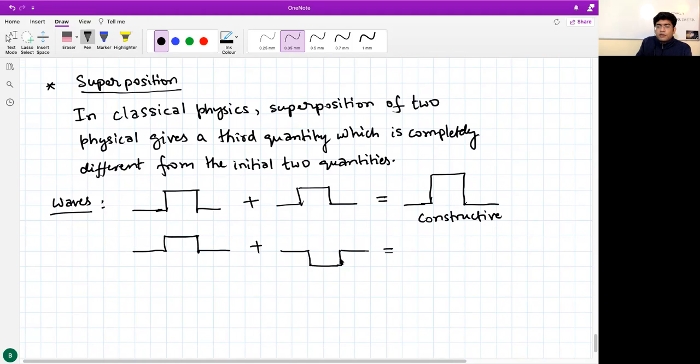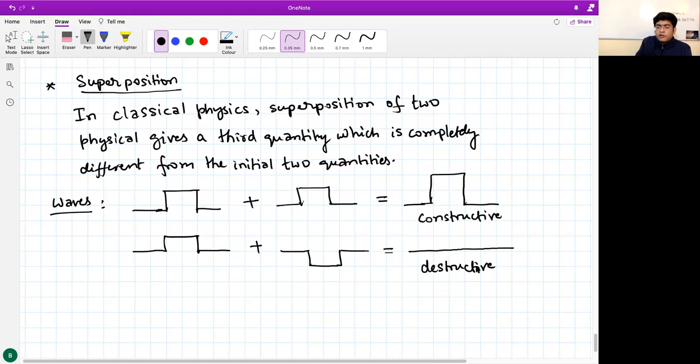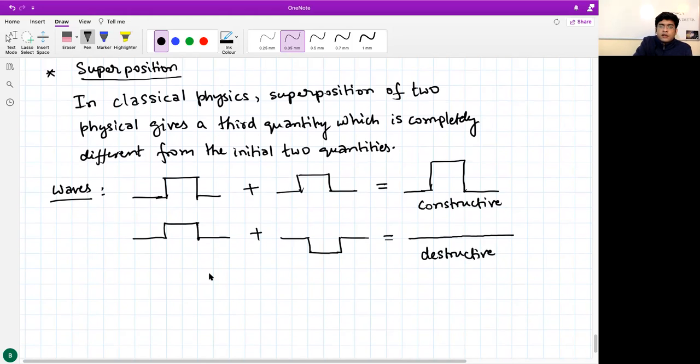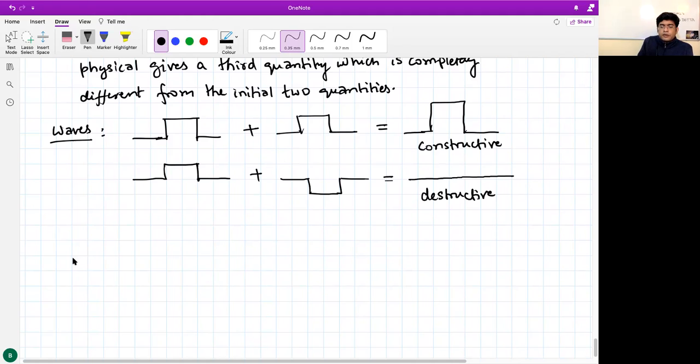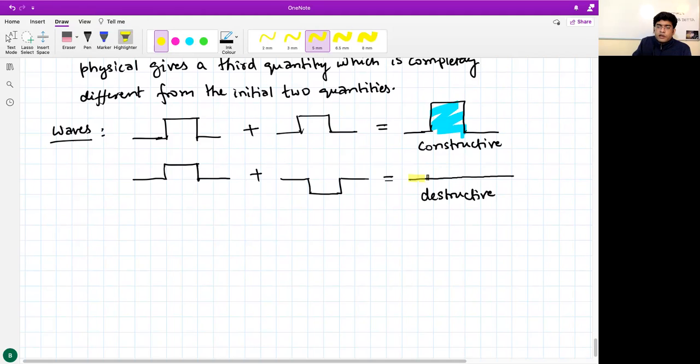if we add them, what will we get? It will be zero, sir. It will flatten out. So, destructive interference. Now we can see that if I give you this wave only, is it possible for you to tell me which waves it was made of? No. You cannot figure it out.